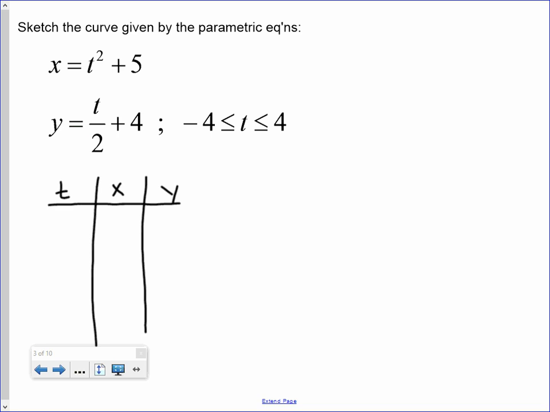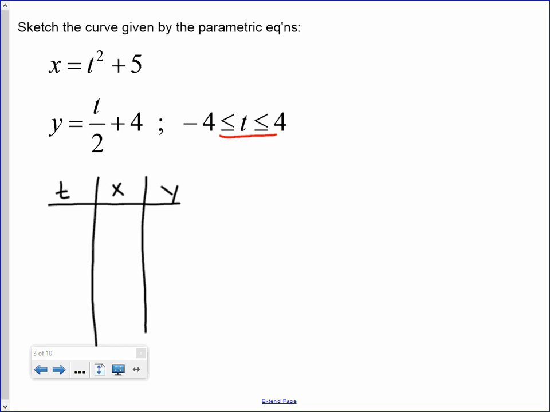Now, some parametric equations will come with a restriction for t, like a restriction to your domain: negative 4 is less than or equal to t is less than or equal to 4. So we should only plug values between negative 4 and 4 in for t. If the parametric equation does not come with that statement, then you can choose what values for t you want to plug into the equation, but you'll have to look at both your equations because sometimes you can't plug every number into an equation. There are restrictions to different functions based on their domains.